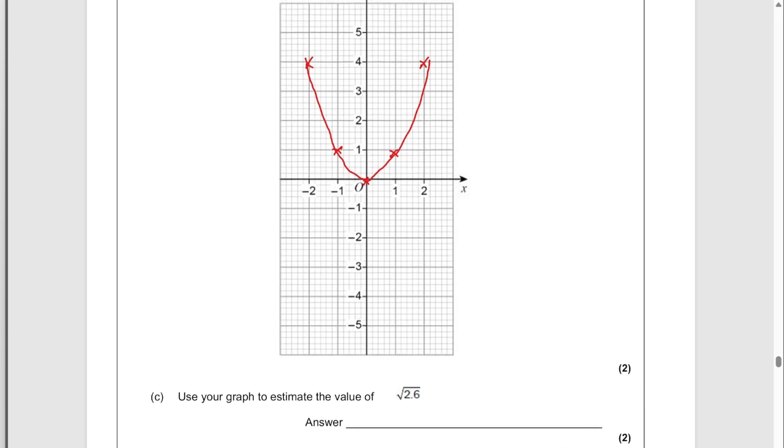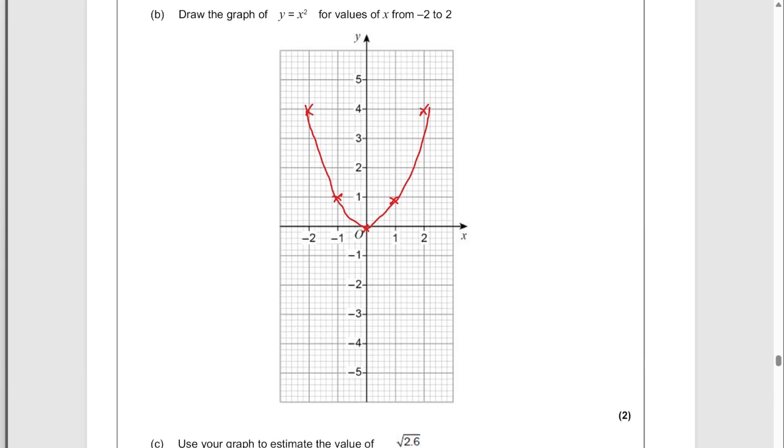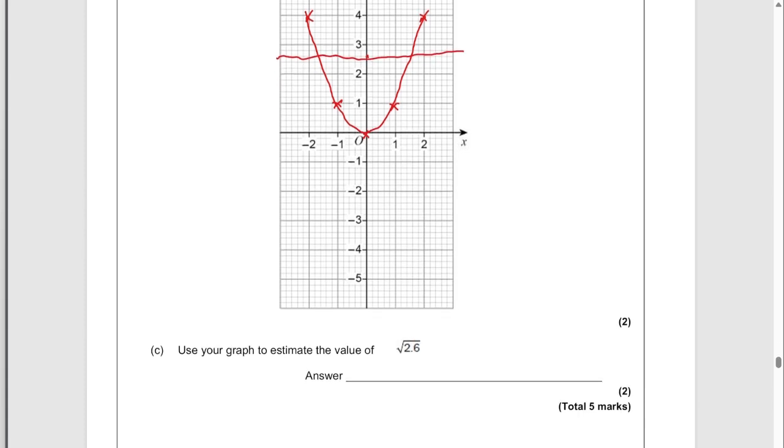Use your graph to estimate the value of the root of 2.6. So to find the root of 2.6, we want 2.6, which is going to be this line here. And we want the two values. I've not drawn that line particularly well, so let's just make it a little bit better. So I'm looking at roughly 1.6 and minus 1.6.